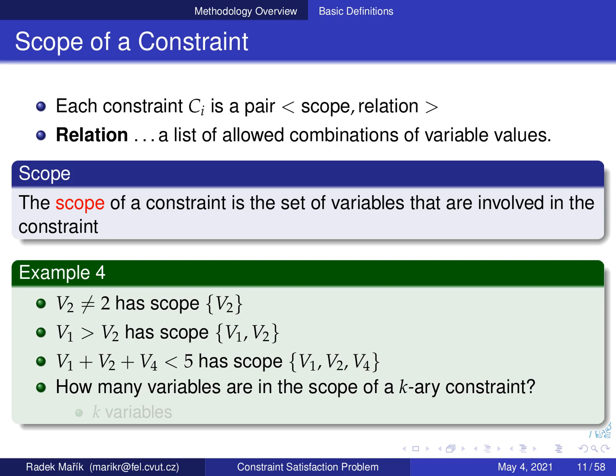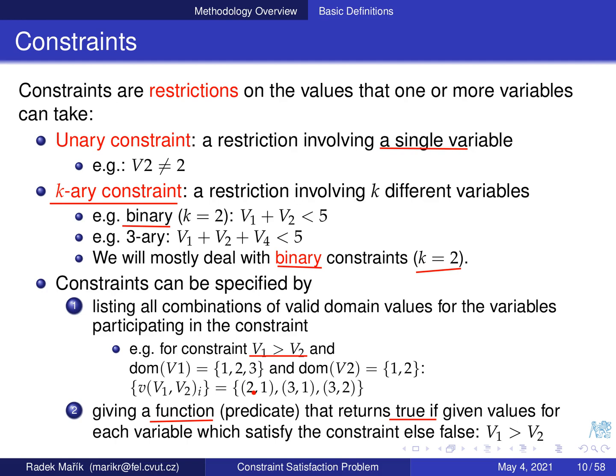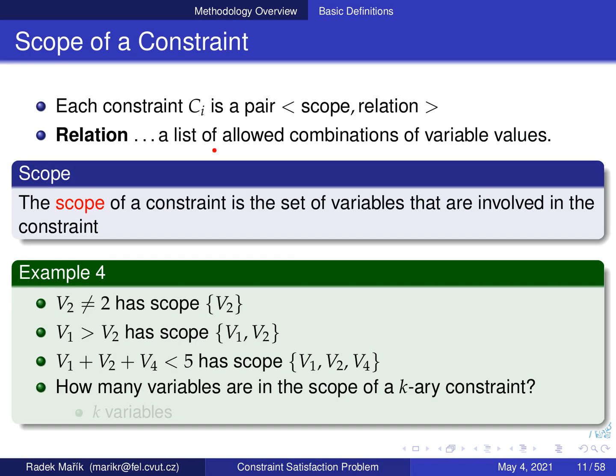Okay, what is the scope of a constraint? As you could notice, each constraint can be expressed as a pair, so-called scope and relation. Relation is basically that list of allowed combinations of variable values. For example, like those here, (2, 1), (3, 1), (3, 2). That's the relation. And the scope is basically a set containing those variables that are involved in that constraint.